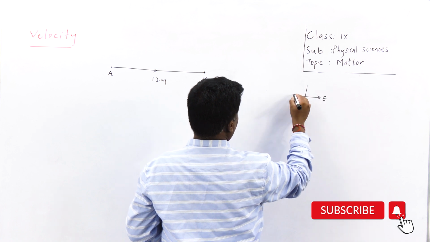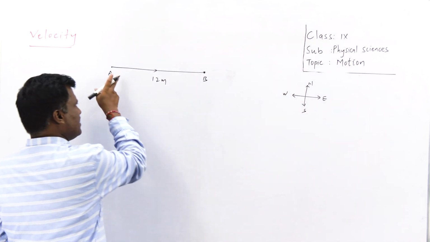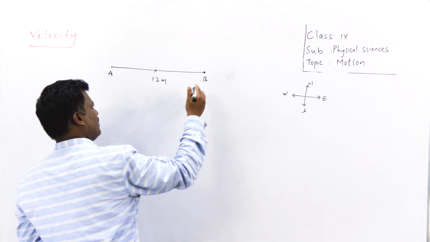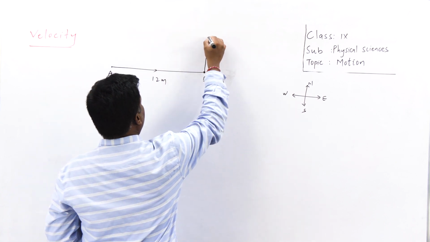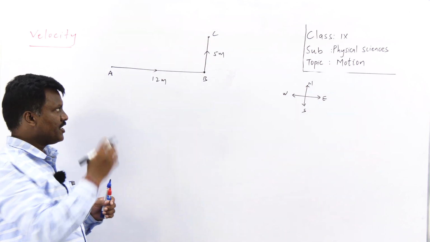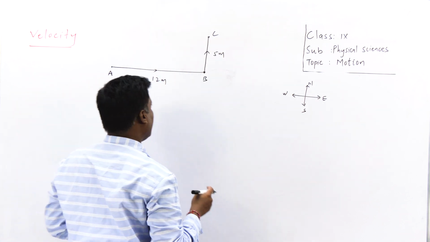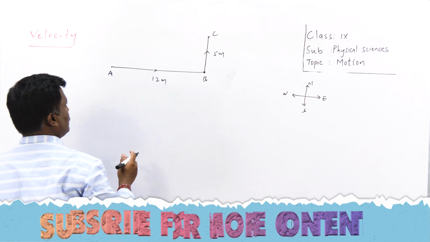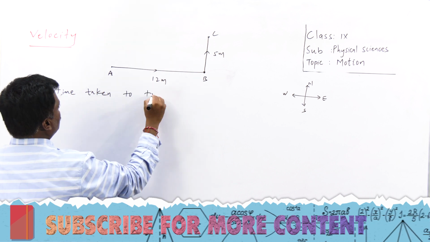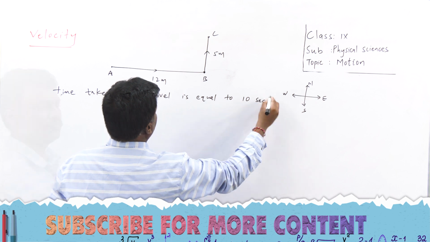This is east, this is west, this is north, and this is south. So this is the east direction, right? After traveling 12 meters towards east, he turned 5 meters towards north and finally reached point C. He stopped there. To travel this total distance, he has taken 10 seconds. Time taken to travel is equal to 10 seconds.